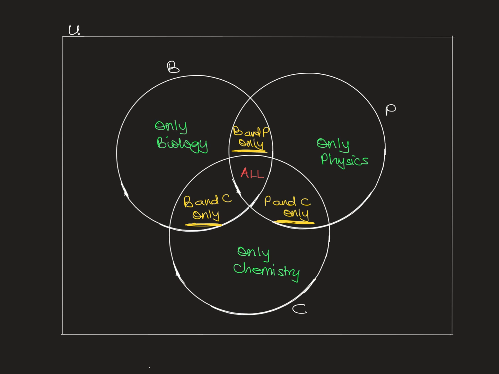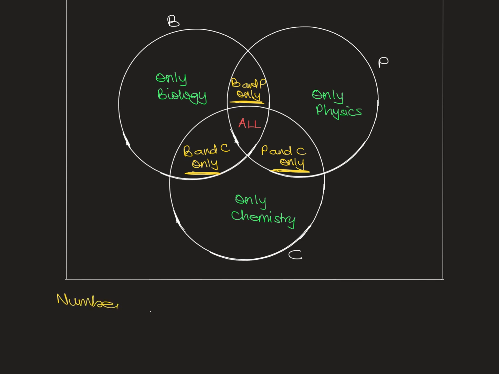So, it has to be those students studying only biology, plus those students studying biology and physics only, plus those students studying biology, physics, and chemistry, plus those students studying biology and chemistry only. So, if I want to know the total number of students studying biology, I will ask you to be very, very careful. It is different from those studying only biology.